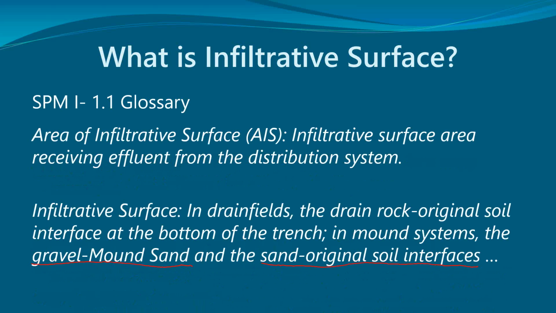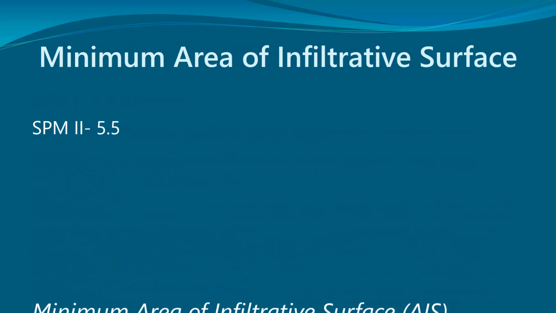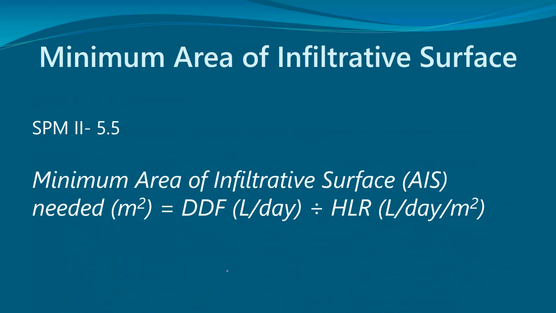So at its very simplest, to beat the thing to death, a simple trench system, it would be the bottom of the trench that we put drain rock on top of: the infiltrative surface. Minimum area of infiltrative surface, we work it out this way. AIS equals DDF, daily design flow, divided by the hydraulic loading rate. And that gives us the minimum, not maximum, minimum area of infiltrative surface. The cheapest way to extend the lifespan of a system or to assure better treatment is to make the thing bigger, right? So it's minimum, not maximum.